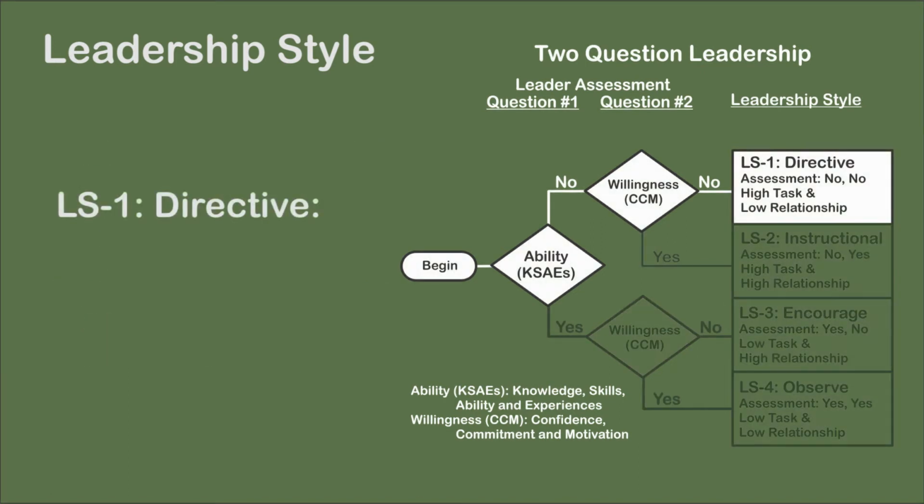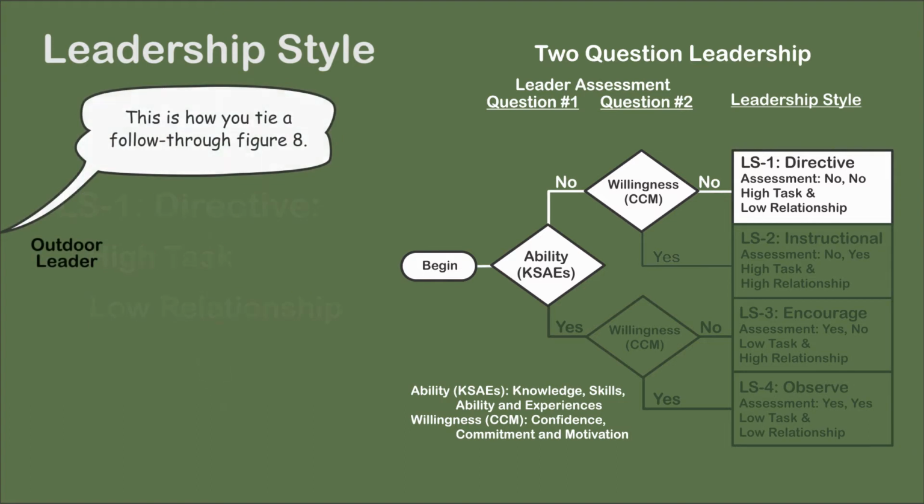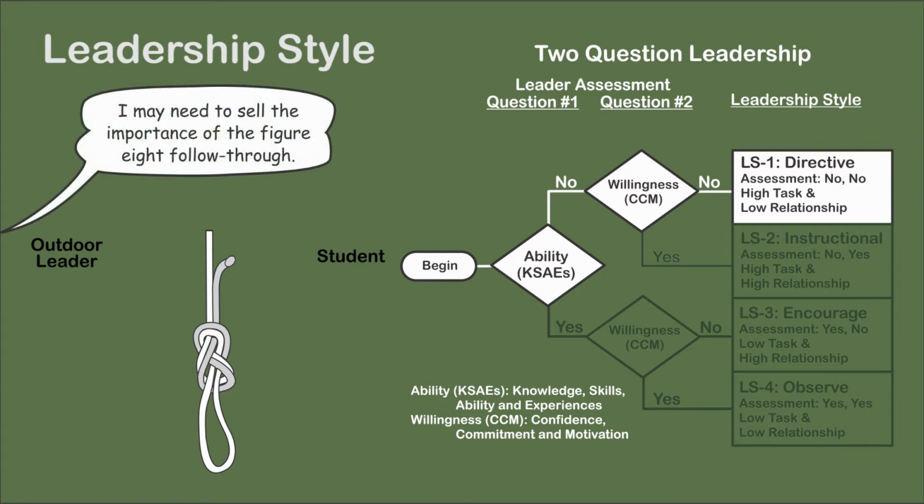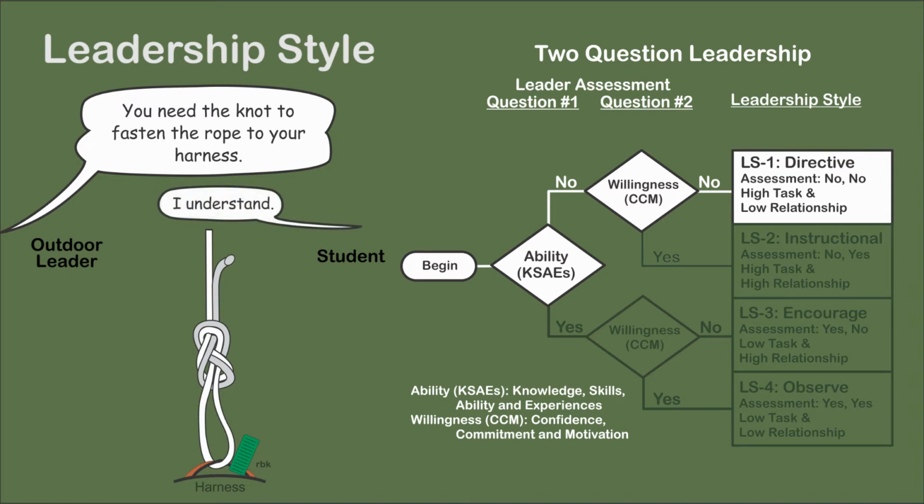The first leadership style is LS1, directive. It evokes high task and low relationship. The follower does not possess the ability, and there is little need for feedback or communication. The leader instructs how to tie a figure 8 follow-through knot while the student watches. Often the first step in teaching is selling the need for the skill, where the instructor explains why the skill is important. It does not normally require feedback. The figure 8 follow-through is used to tie the rope to your harness.